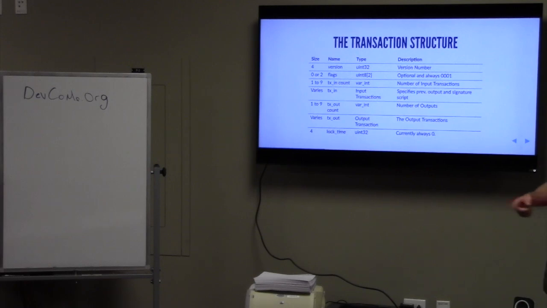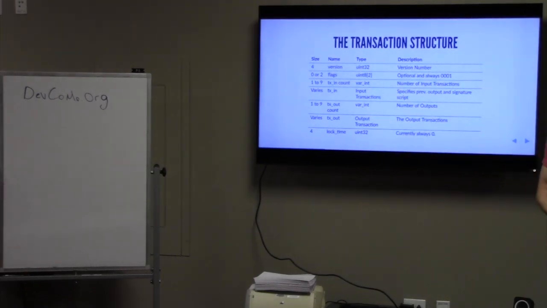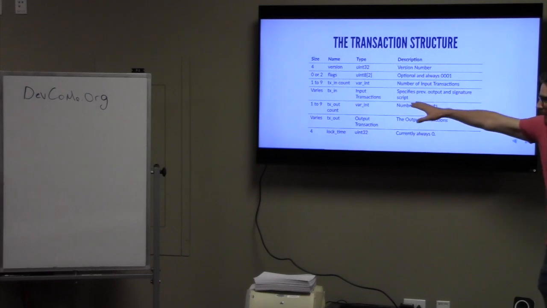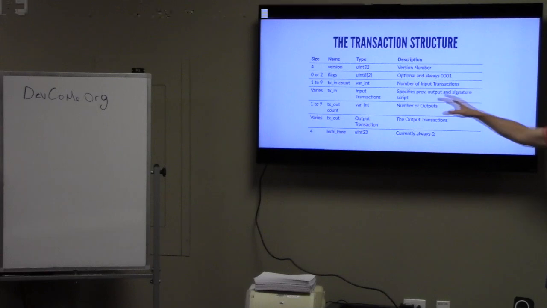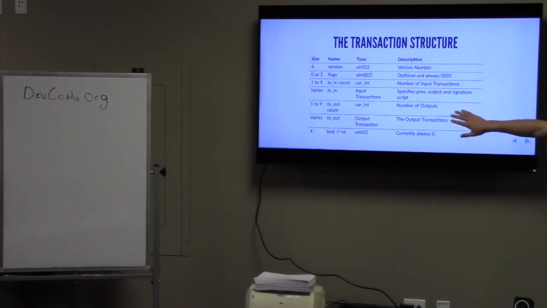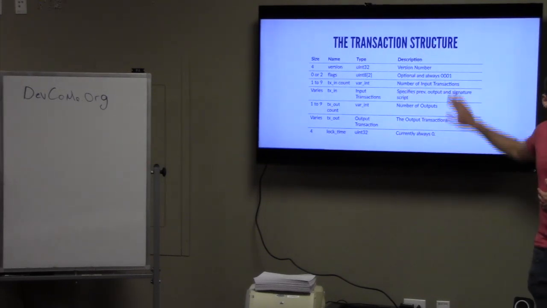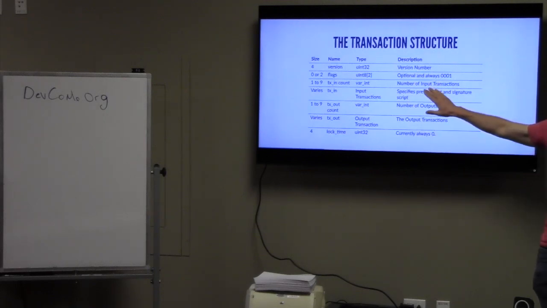The important thing is there is the transaction in count. That is the number of input transactions for this whole transaction. And then after that, you have the input transactions themselves, and we'll look at what the input transactions look like. And they reference previous transactions. And then you have the outputs, which are contained within the transaction. And then the lock time is not used, and it's currently always 0. All of this whole structure is hashed, and that is the transaction ID.